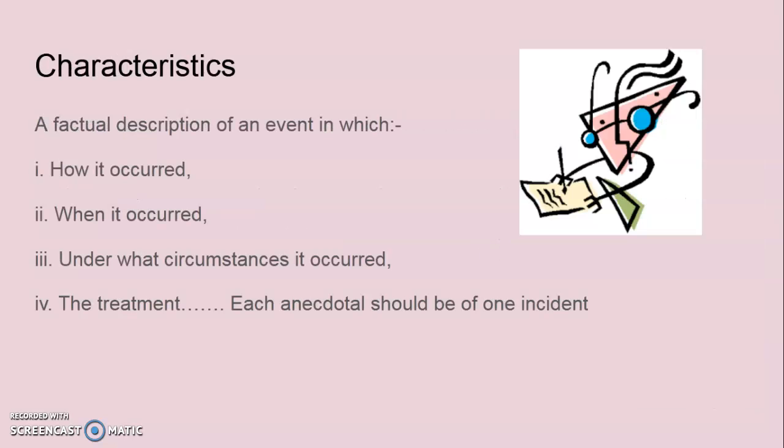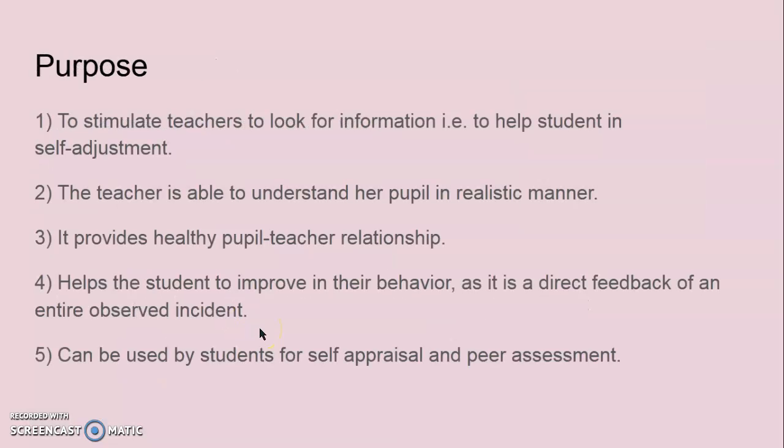So what are the characteristics of an anecdotal record? A factual description of an event. If there is an event happening in a student's life, what happened? You should write how it occurred, when it occurred, under what circumstances, and what treatment or method you have advised for the student. So an anecdotal record should include all these criteria: how, when, under what circumstances, and what action was taken.